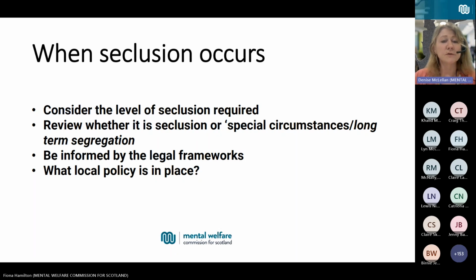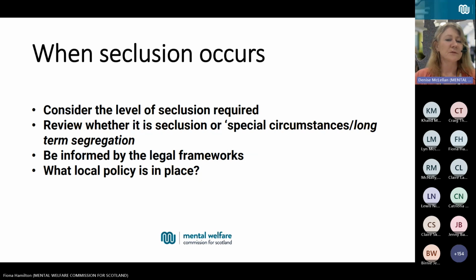Level 2 seclusion is where staff remain in the room and prevent the person from leaving or instruct them not to, or where staff place restrictions on the physical environment so the person can't move around. And again, the intention is to keep them separate from others, however, they are in the room with them.